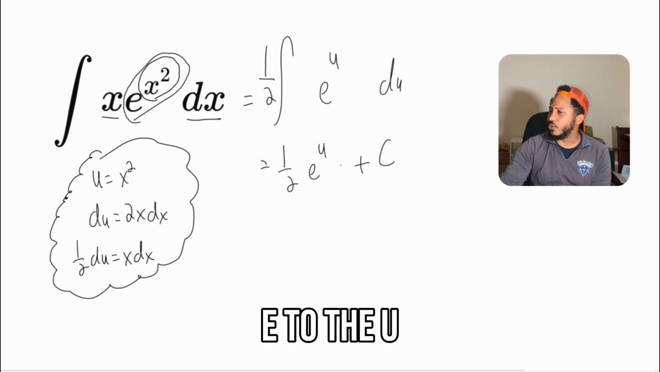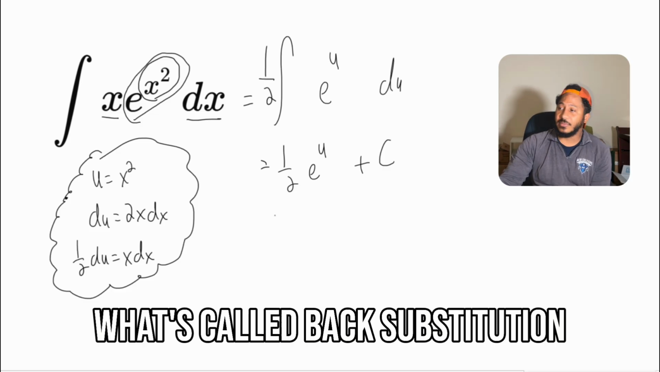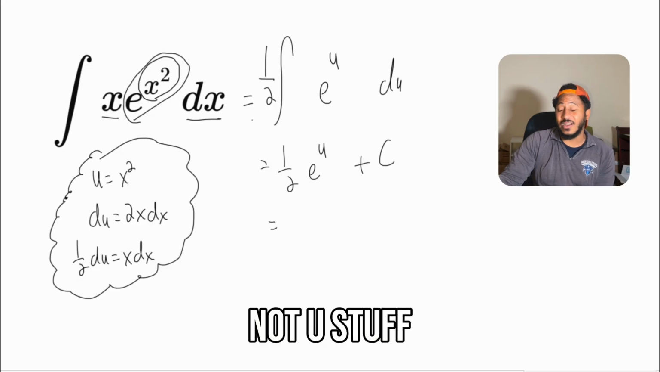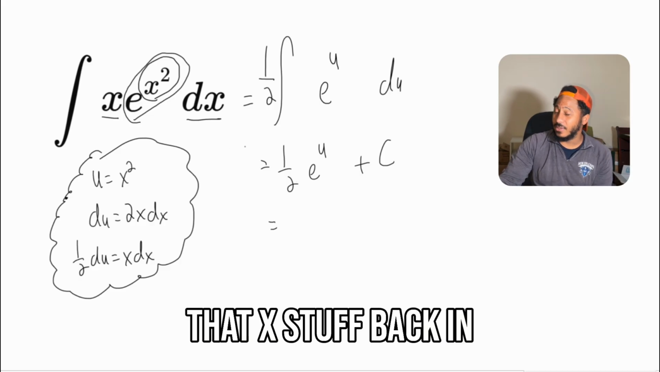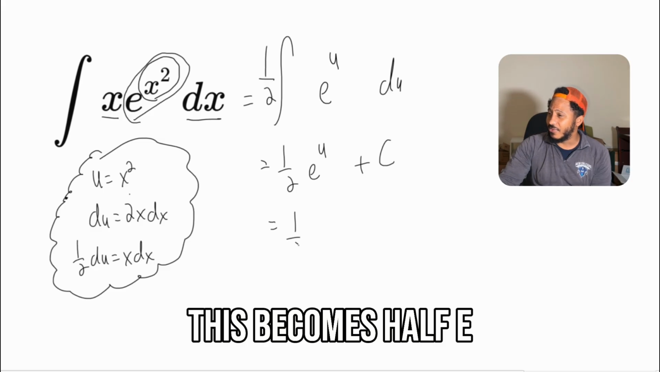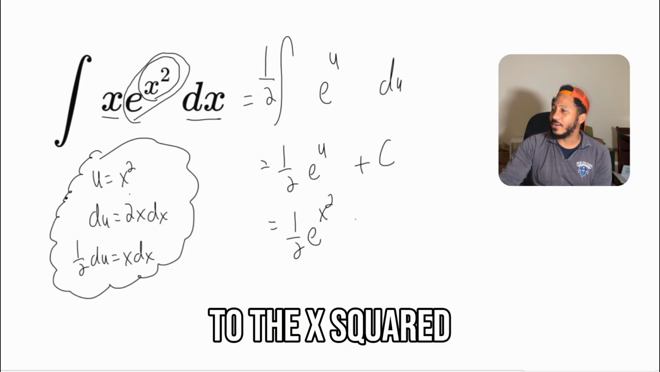So we get half e to the u plus c, and now we do what's called back substitution. In other words, the original problem asked me for x stuff, not u stuff, and so we plug that x stuff back in. In other words, we know u is x squared. And so this becomes half e to the x squared plus c.